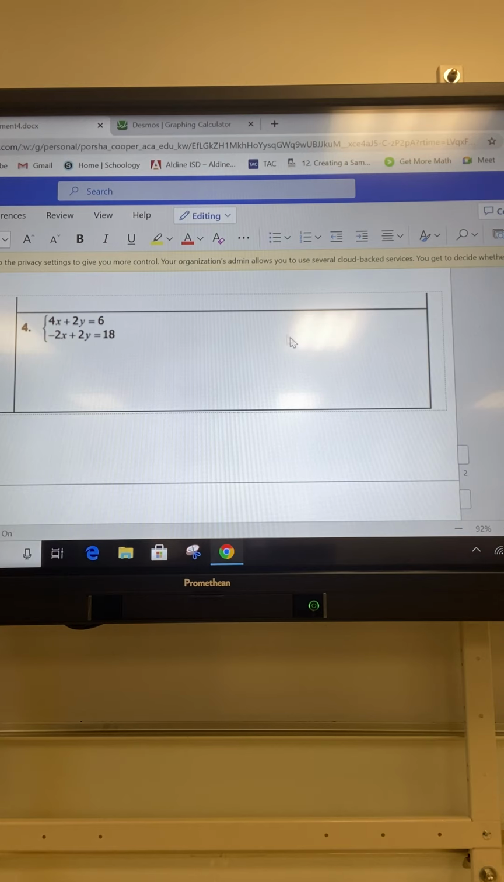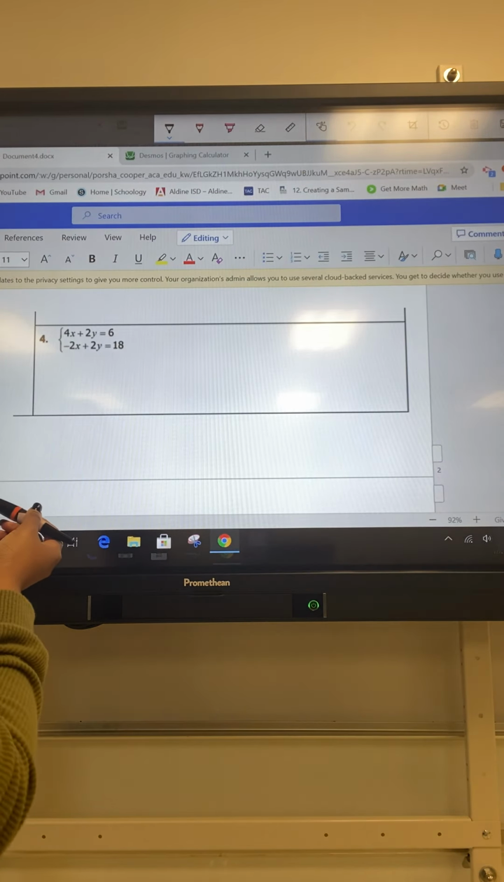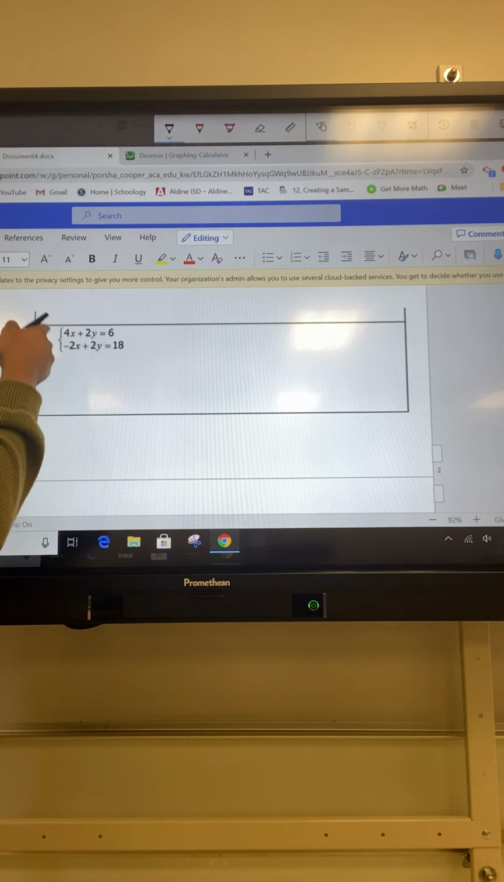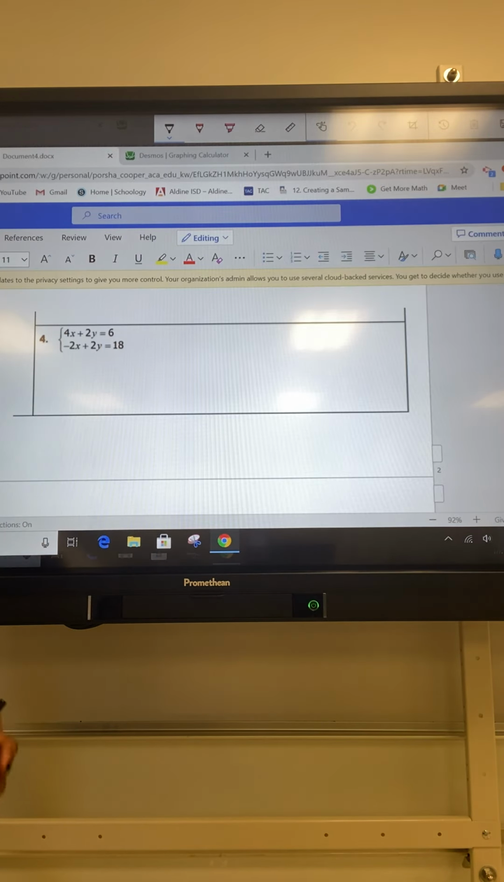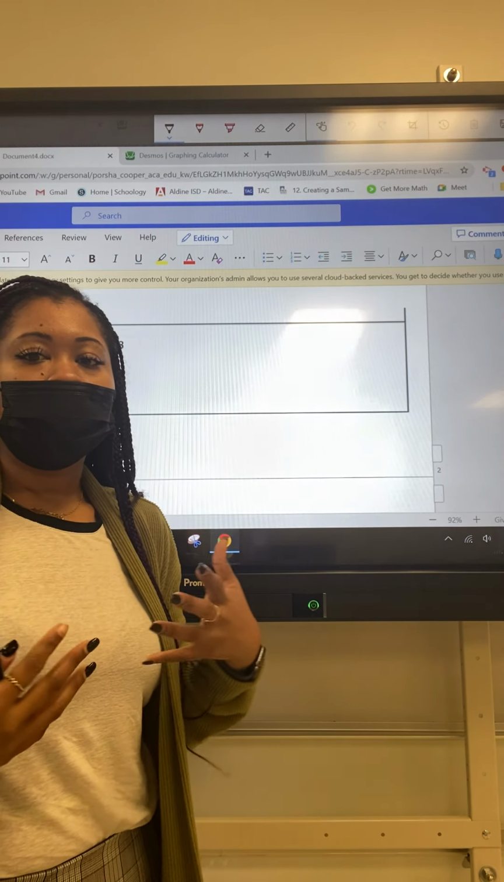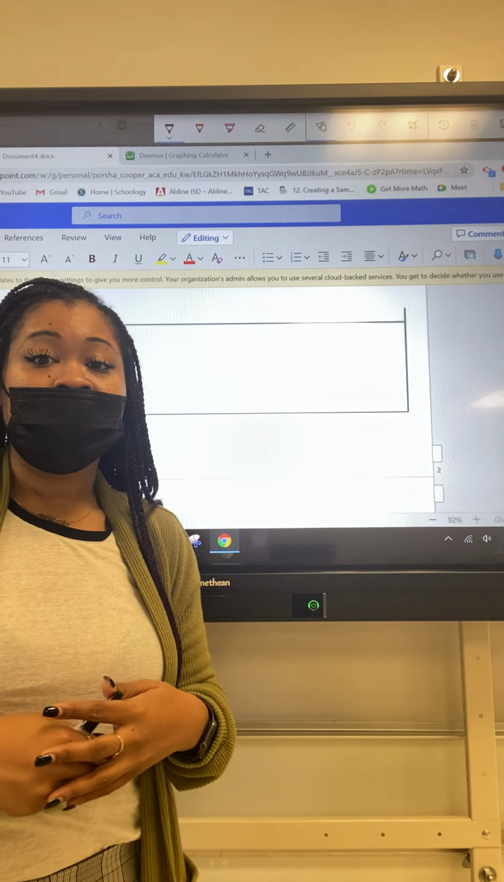All right. So what we'll notice here is, again, if we're talking about the elimination method, and I try to eliminate one of my variables, I'll notice that when I add these two equations together, 4 plus negative 2 is negative 2, and then 2 plus 2 is 4. So this time nothing becomes 0. So what we're going to have to do is change one of the equations so that we do get 0.